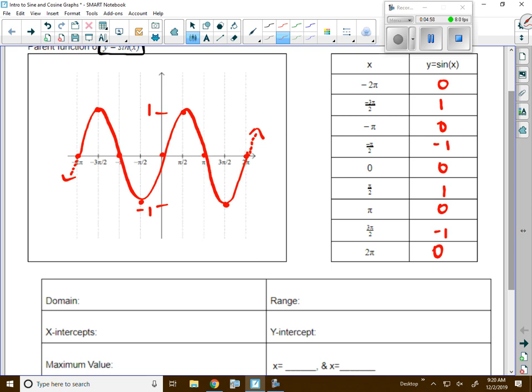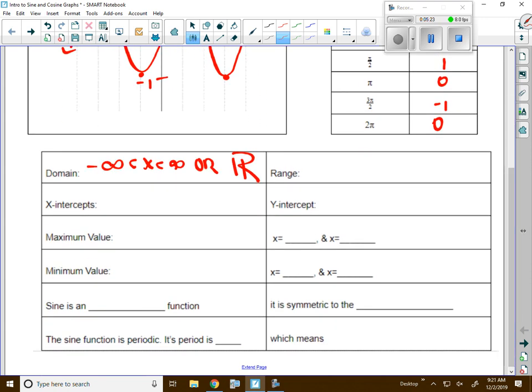So when we talk about the domain of a function, it's associated with which values? x values. So our x values, are they going to end? No, because this graph just keeps going on both ends. So we can say negative infinity to infinity, or you can do the double stick R, which means all real numbers.